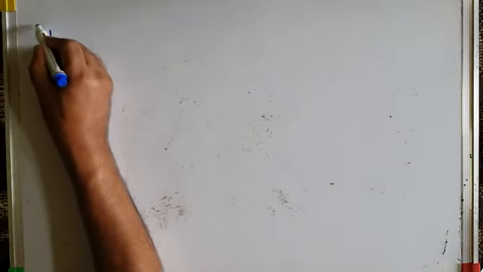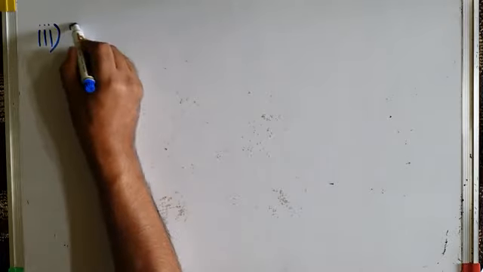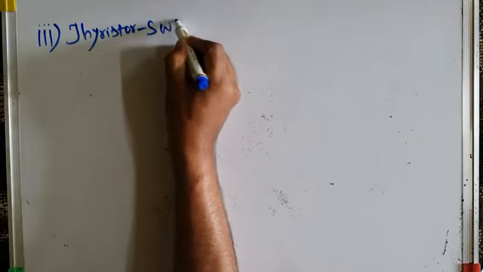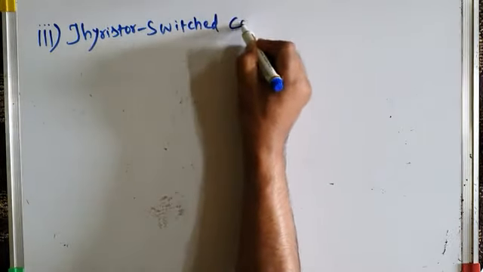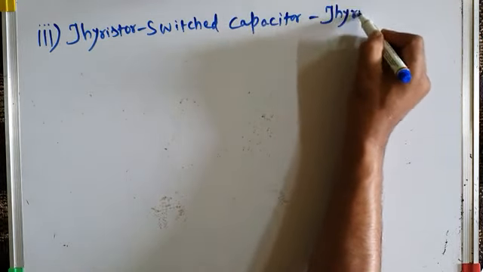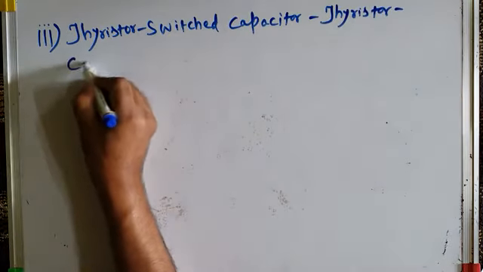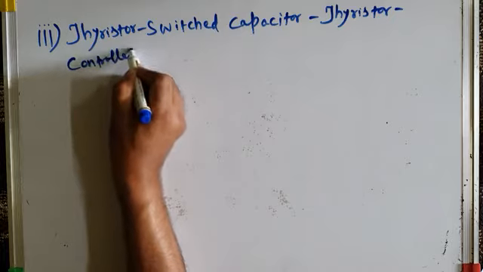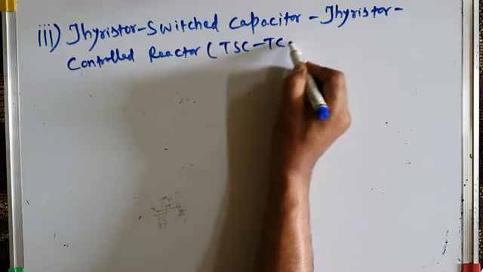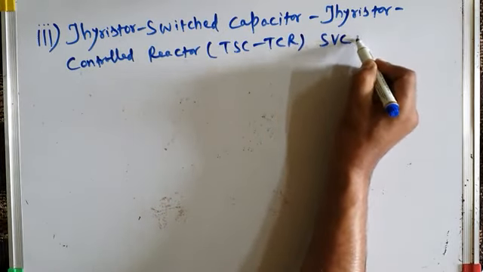Today we are going to discuss the third type of static var compensator, the third type of SVC: the thyristor switched capacitor, thyristor controlled reactor, that is the TSC-TCR static var compensator, SVC.